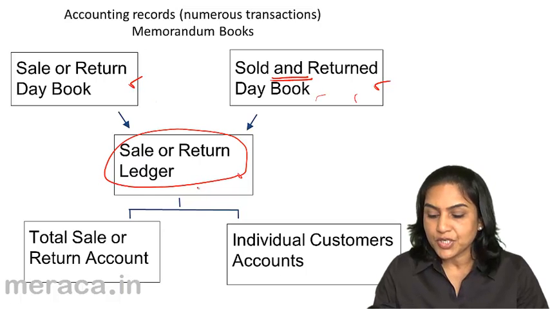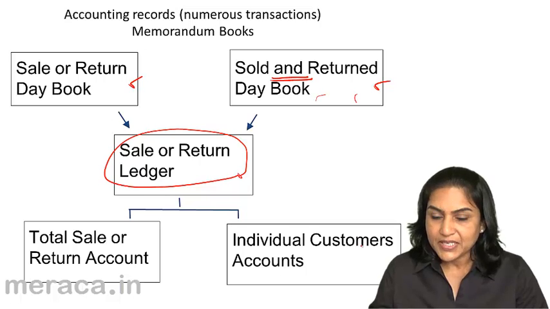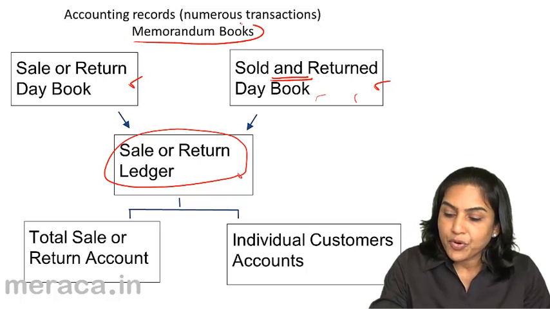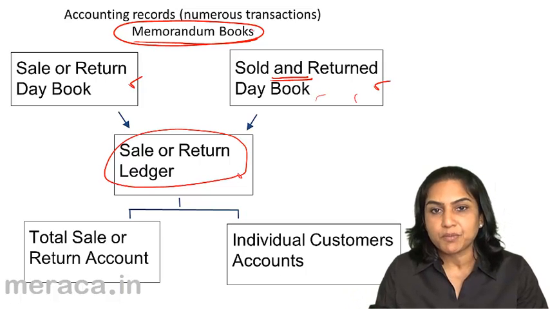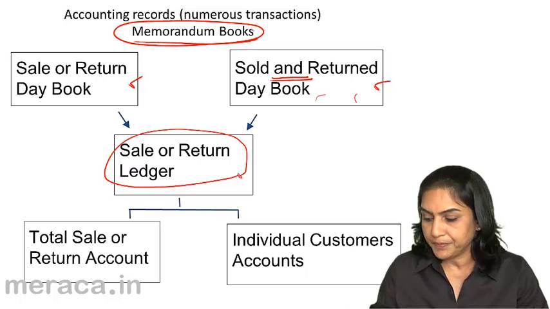Entries here are posted into the ledger, which has basically two kinds of accounts, the total sale or return account and individual customer accounts. I repeat again, these are memorandum books, not a part of the main books, not a part of principal books, not a part of subsidiary books. They are memorandum books.